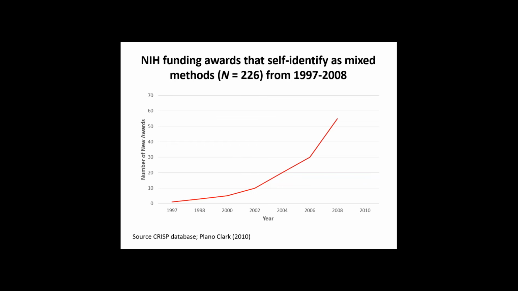For example, you'll see here the NIH funding awards of studies that self-identify as mixed methods from 1997 to 2008. See, the red line moving to the right slopes upwards rather dramatically, indicating a dramatic increase in the funding of mixed methods research, right?